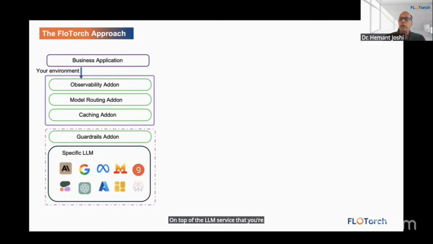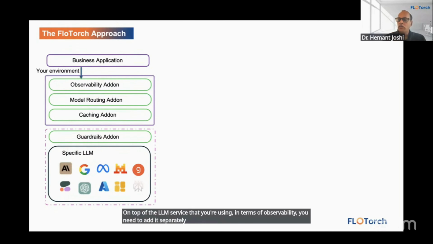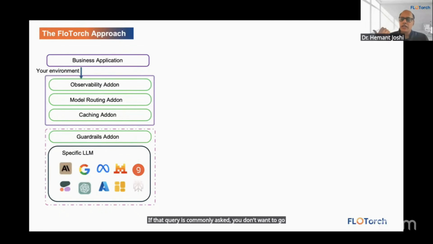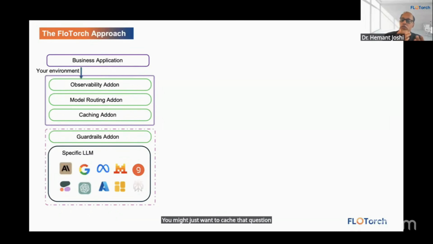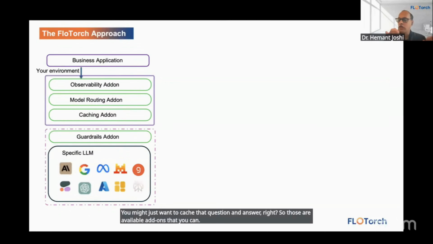In terms of observability, you need to add it separately. How do I do caching so that certain queries that are commonly asked, right? What is the capital of this country? If that query is commonly asked, you don't want to go to the LLM and answer that question with a delay, latency, as well as cost. You might just want to cache that question and answer, right? So those are available add-ons that you can buy or set up yourself.